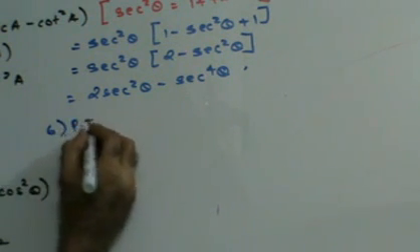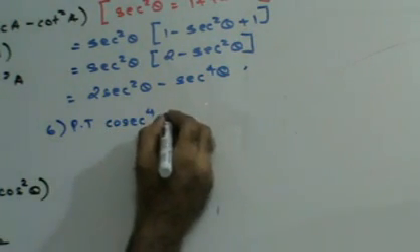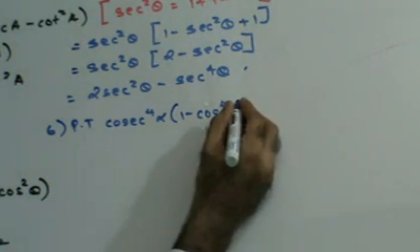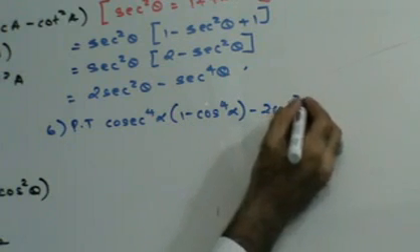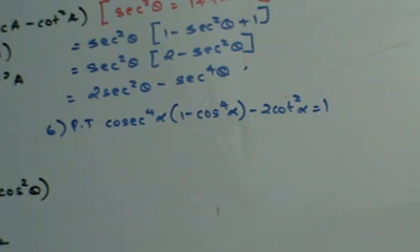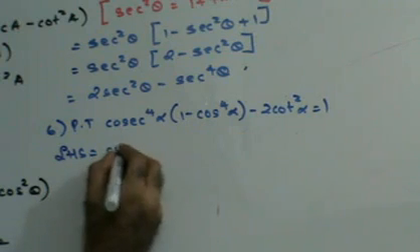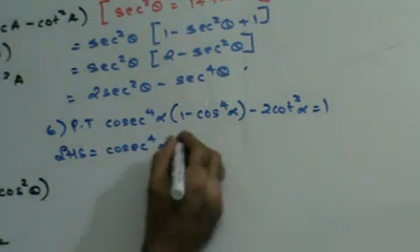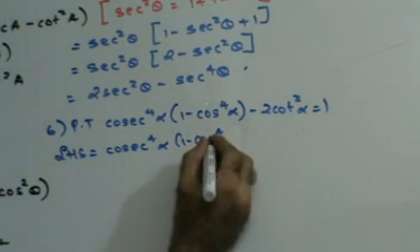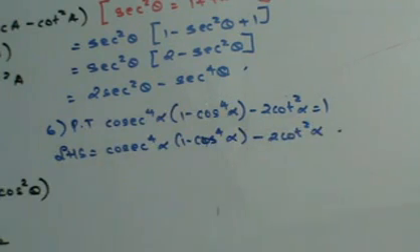Prove that cosec^4 alpha (1 minus cos^4 alpha) minus 2 cot^2 alpha is 1. Right? Let's see this. Let's start with LHS. LHS: cosec^4 alpha (1 minus cos^4 alpha) minus 2 cot^2 alpha.